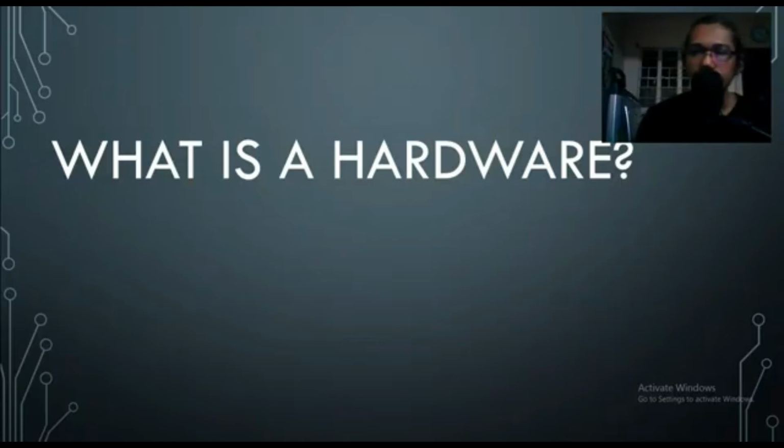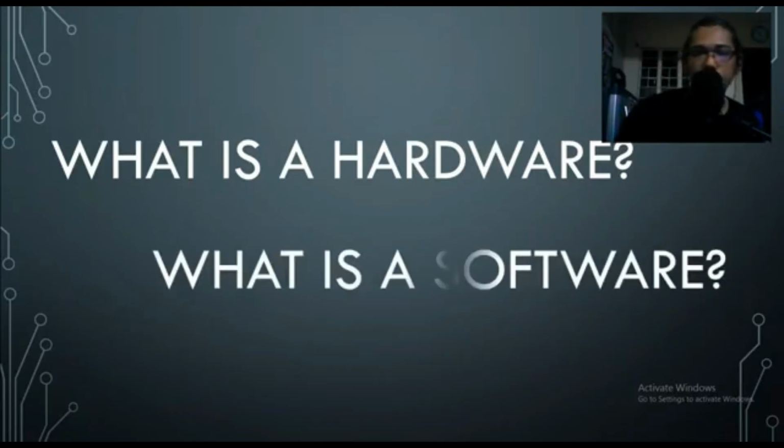Hardware, these are the things that we can touch, or the things that we can see on the computer, like the physical body. It's like our body: the arms, the head, the body, the legs. So in the computer, we have the physical body, like the monitor, the keyboard, the mouse, and the CPU. That is the hardware of the computer.